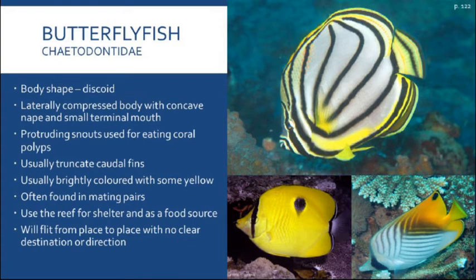We often find butterfly fish in mating pairs, and they do like to use the reef for shelter and as a food source. Like we said, they feed on coral. Now, the way butterfly fish swim is they kind of flit from place to place, and when you watch them, it doesn't really look like they know where they're going. They don't have any clear direction or destination in mind. They kind of just go. So that's a nice indication when you are watching fish, working out how they swim.